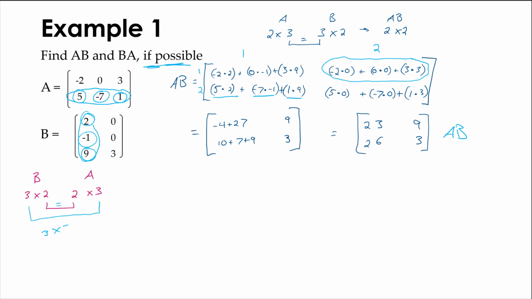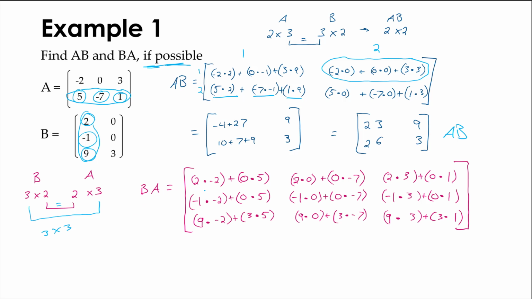And what that looks like, a little bit more involved here, but it's the exact same process, except now I've got row 1, row 2, row 3, column 1, column 2, column 3. Now, first I want to look at B. So I'm looking at the rows of B, and I'm analyzing that with the columns of A.